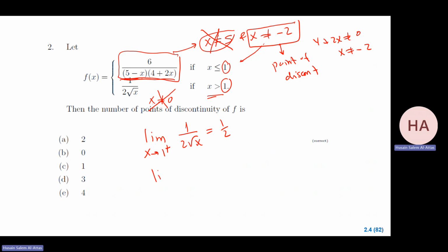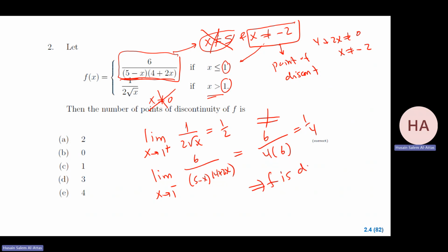As x goes to 1 from the left, 6 over 5 minus x, 4 plus 2x. You get what? 6 over 4. 4 plus 2, this is 6. That will be 1 over 4. They are not equal to each other. So it means f is discontinuous at x equal 1, 2. So you have 1, 2, you have 1, 2. So this is the number of discontinuities.